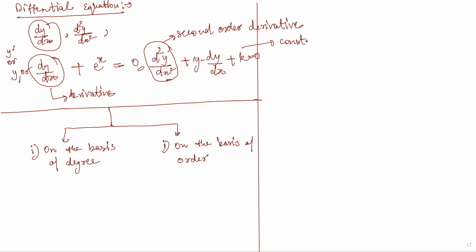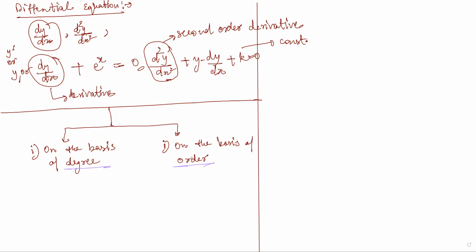Now, there are two important things related to a differential equation. First, they can be typed on the basis of degree, and second important thing is order, right? So these two are important things. Let me underline them: degree and order. So what is the degree of a differential equation? What is the order of a differential equation? Those are the two things that we should focus on when we first see a differential equation, right?